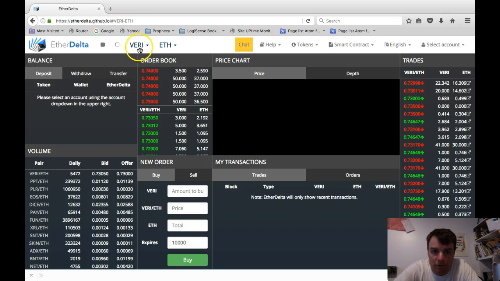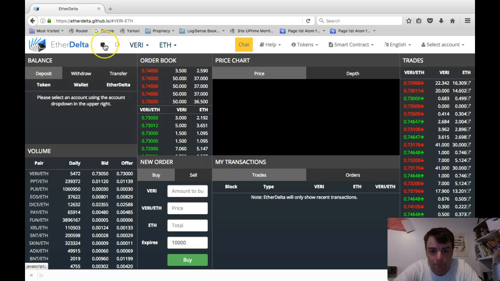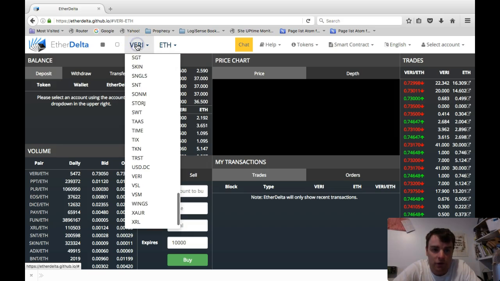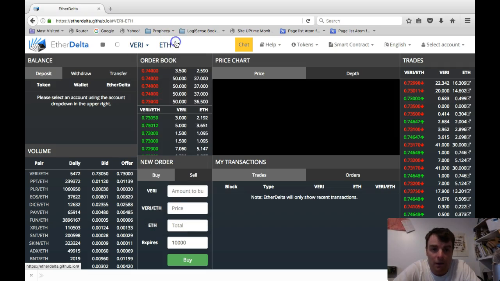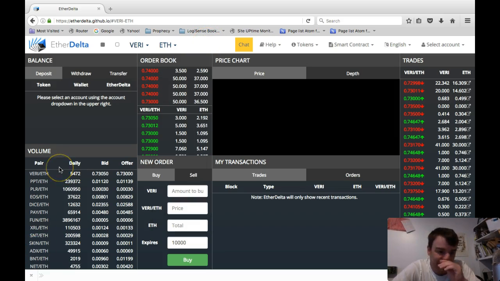So basically, you have a couple of options. It's pretty simple. You've got a light background, and this being the dark background. I think the dark background is a lot easier to look at. What you've got here is your tokens. I'm looking at Veri right now, and then you've got what you want to compare it to. So I want to compare it to Ethereum. So Veritasium to Ethereum, and then you can see on this side the volume and the price it's going for.